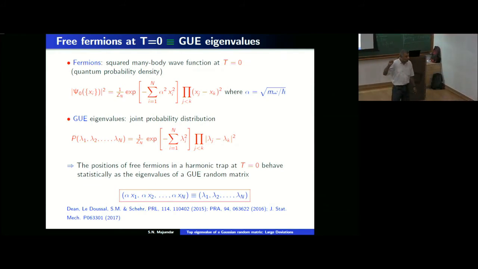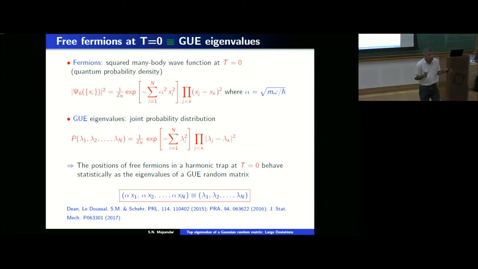So what is the point? The point here is, if you look really deeply, the fermionic system is actually what is called a determinantal system because of Wick's theorem.